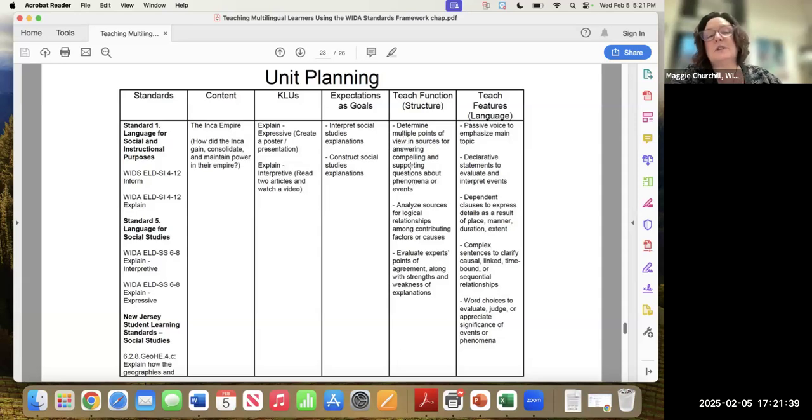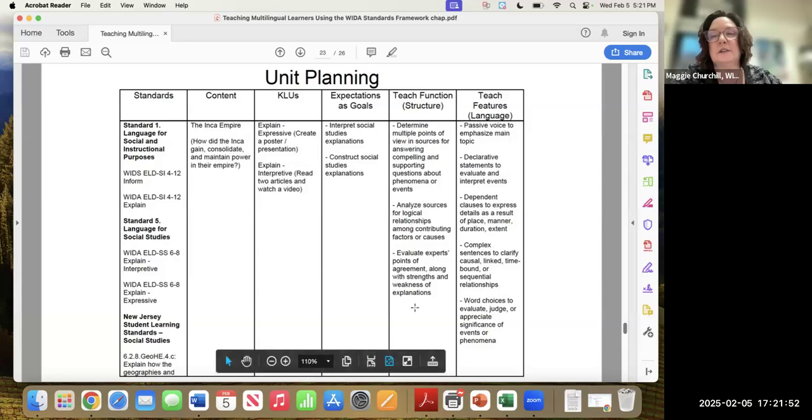That's such a big deal in social studies, things that support questions about phenomena. They want to analyze sources for the contributing factors or causes. There's a lot of cause and effect in social studies. And also the strengths and the weaknesses of the explanation. That's really hard to get kids to do. Very appropriate for middle school as well.